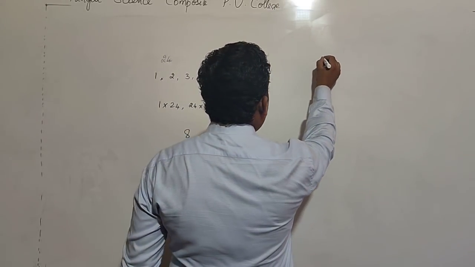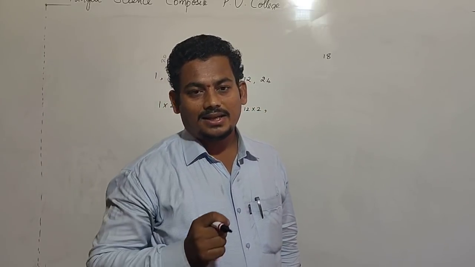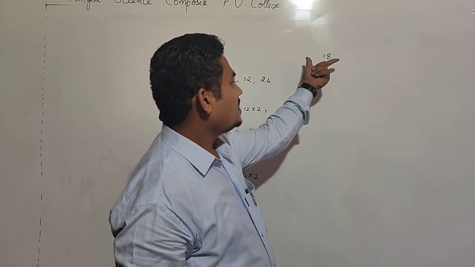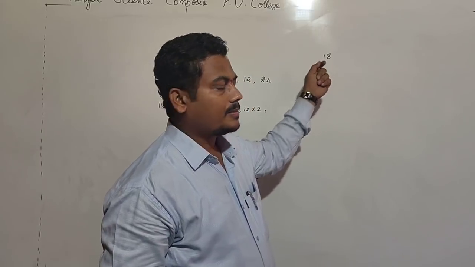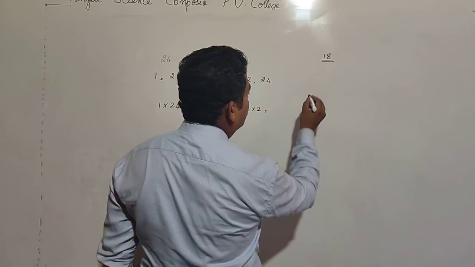If a matrix has 18 elements, then what are the possible orders it can have? First, write all the factors of 18.